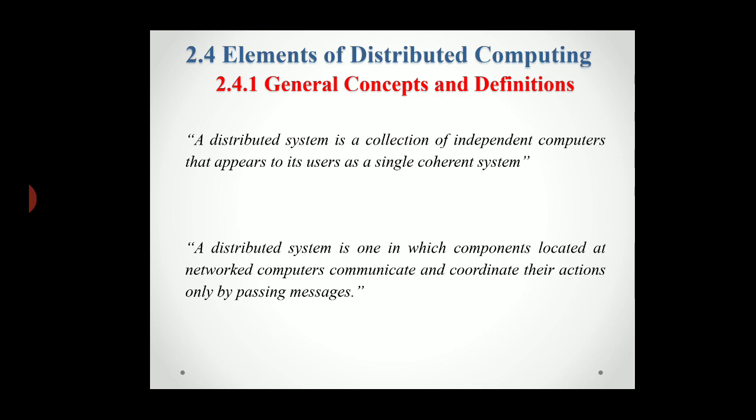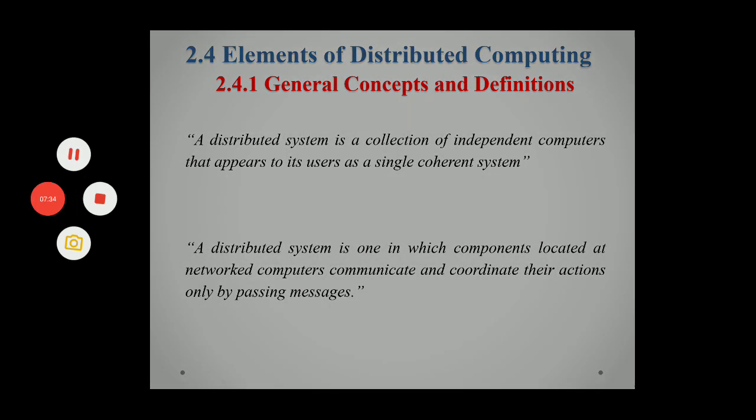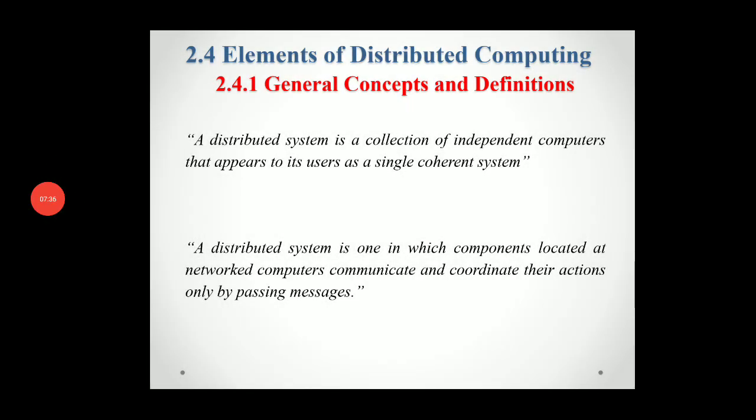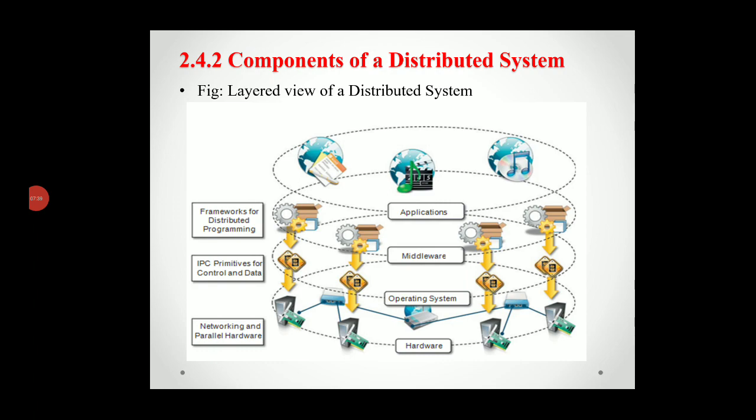Components that are located at networked places communicate and coordinate their actions only by passing messages. When communication or coordination comes by passing messages, communication is another fundamental aspect that comes into the picture of distributed computing. Since distributed systems are composed of more than one computer that collaborate together, it is necessary to provide some sort of data and information exchange between them, which generally occurs through the network. And how is that done? We will be looking into it in the components of a distributed system.